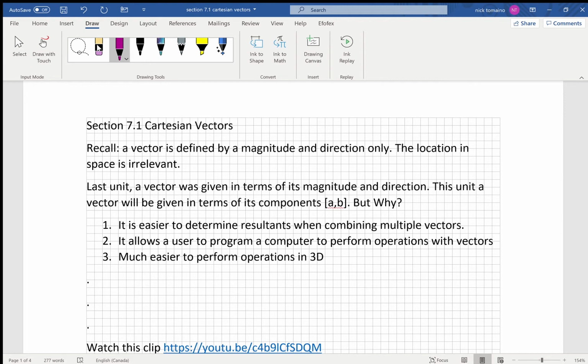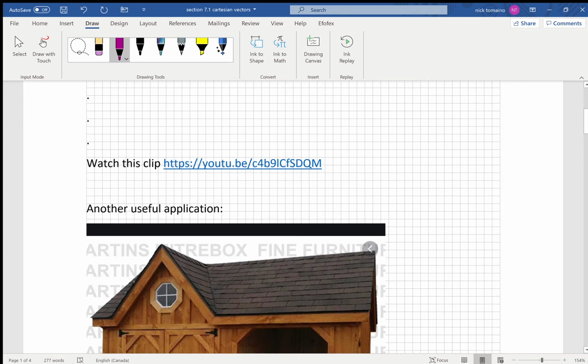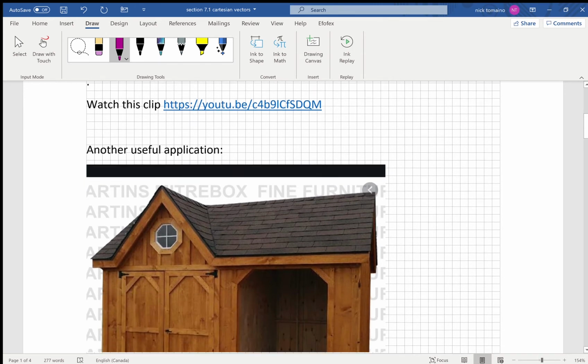Like I said, it's much easier to perform operations in 3 dimensions. I'm just asking you to watch this clip, and this is the application of vectors in video games. It's really interesting. And if you see any other cool videos, post them in the discussion area. And I just have another useful application.